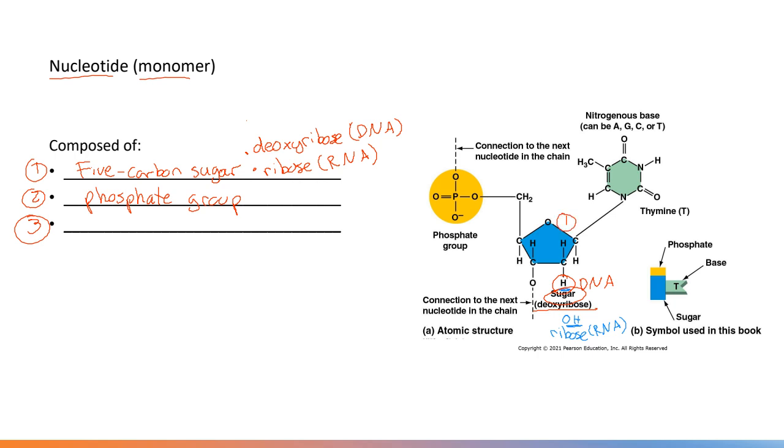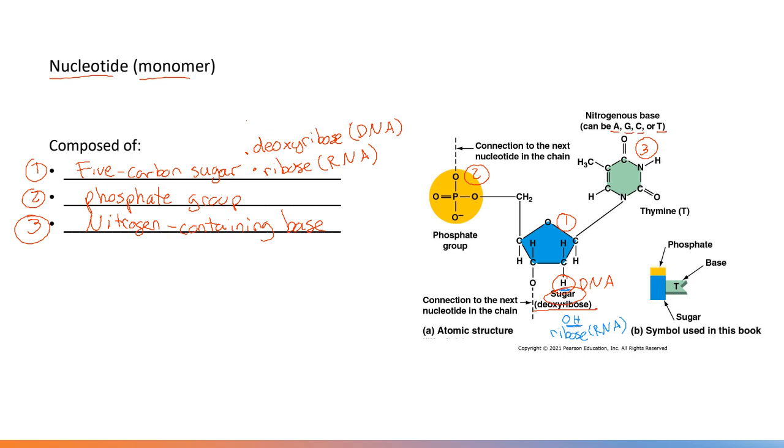Okay, and finally, it's going to have a nitrogen-containing base. Okay, which is going to be number 3 here. All right, and we'll talk about them in a second. This is going to be either adenine or guanine or cytosine or thymine if we're talking about DNA.